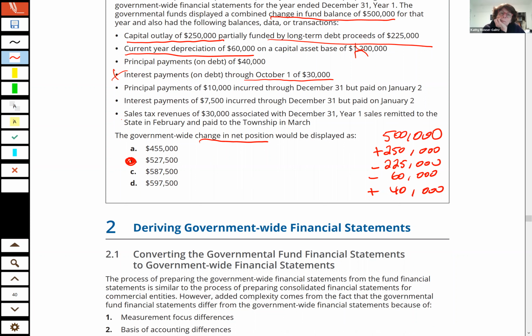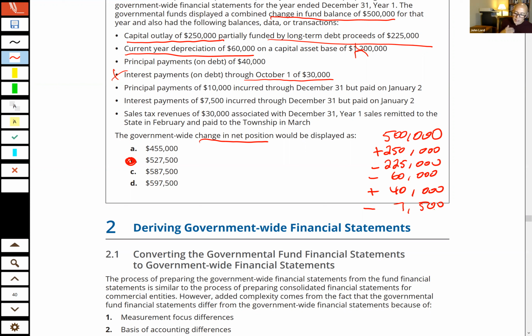You subtract that. I have to subtract that because what? Well, I should have accrued that under full accrual accounting, right? Okay. And then sales tax revenue of 30,000 associated with December 1st, year 1 sales remitted to the state in February and paid to the township in March.